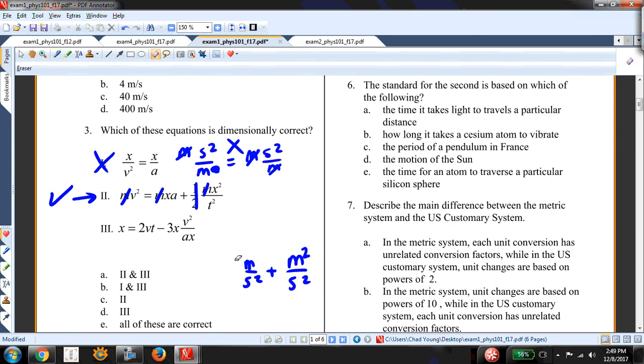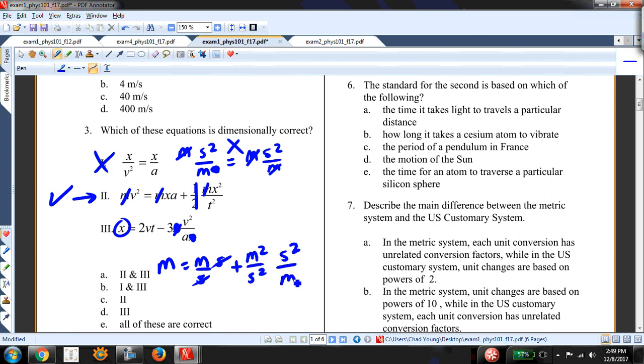Let's look at the other one. I have meters right here, meters per second, seconds. Okay, we're okay so far. Let's look at this. I'm going to get rid of these x's because they just cancel out. And so then I have meters squared per second squared, and then seconds squared over meters. That's acceleration, but the inverse. That cancels with one of those. Look, we're okay with that. So I have 2 and 3 are both okay. Okay, so that's exam 1 from fall 17, number 3.